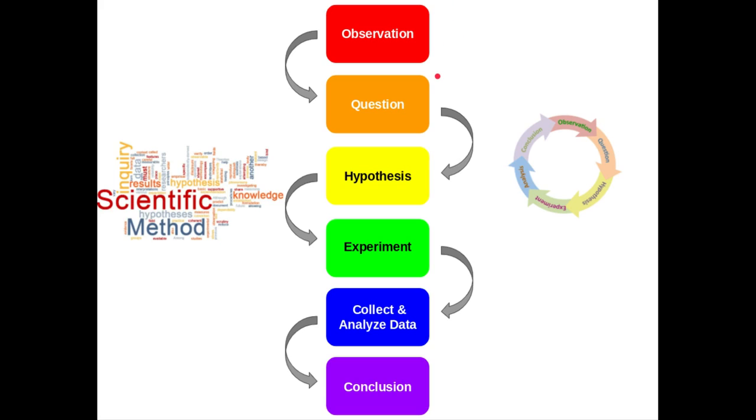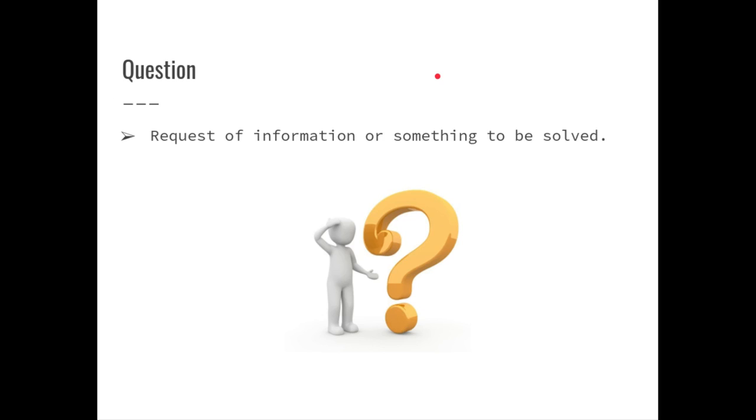Then you come up with a question about that. So a question is some sort of request of information or something to be solved. So you're trying to find out about this. So if you're taking the example, the sky is blue, as the observation, you might say, why is the sky blue? Why is the grass green? Etc.